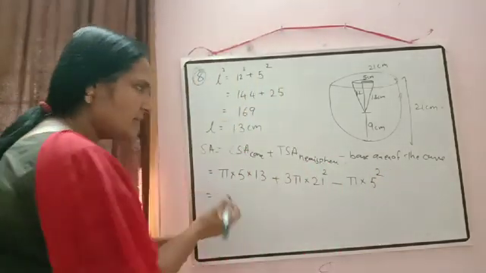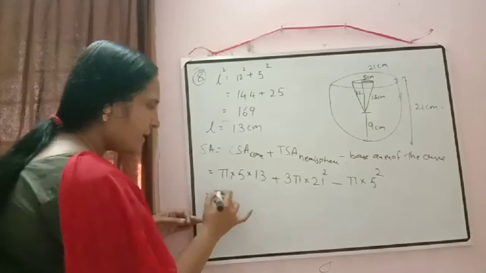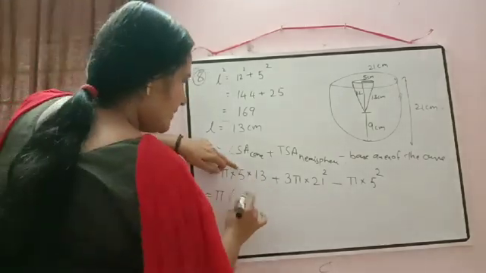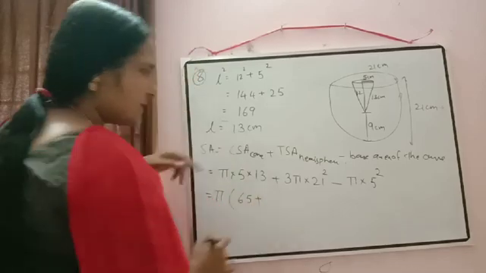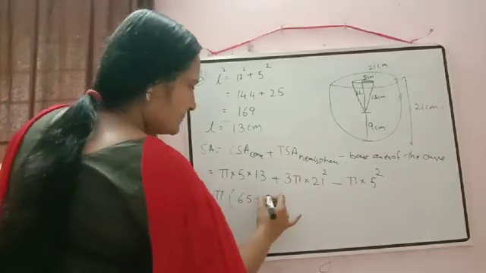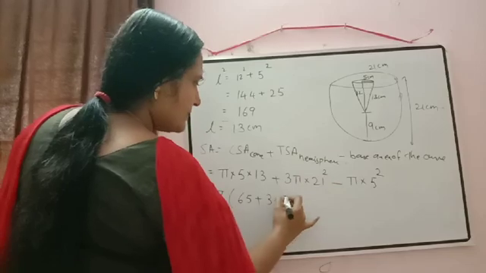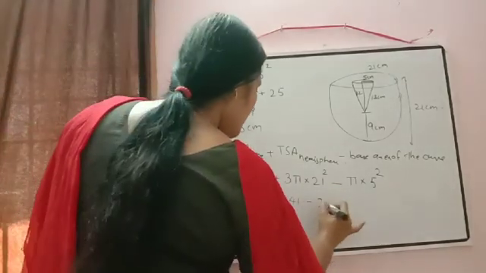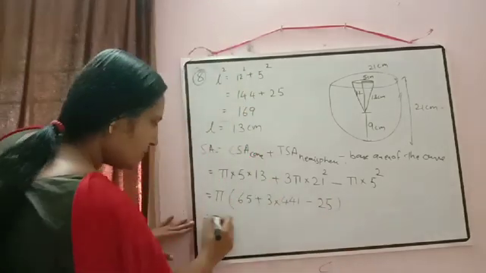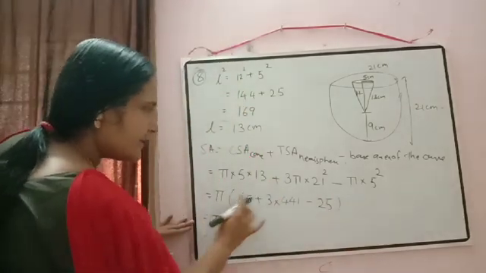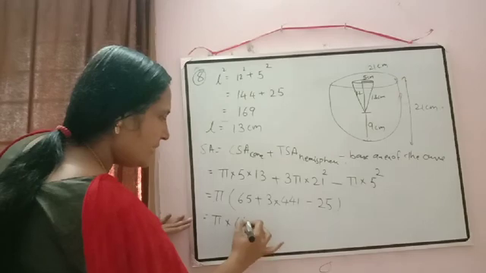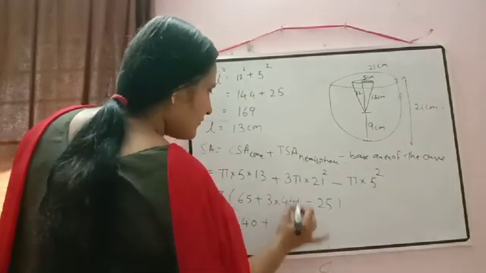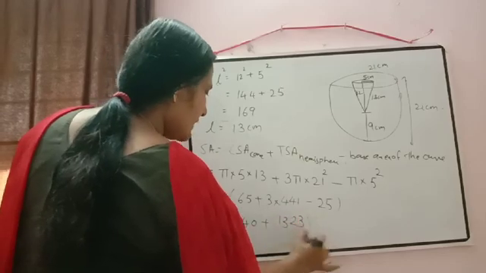Now I think nothing is common there. Just pi is common. You can take it outside. Then remaining is 13 into 5. So that will be equal to 65 plus here 3 into 21 square will be equal to 441, minus 25. So pi into 65 minus 25 will be equal to 40, plus 3 ones are 3, 3 fours are 12, carry over 1, 3 fours are 12 plus 1, 13.